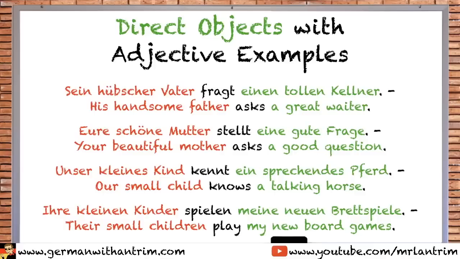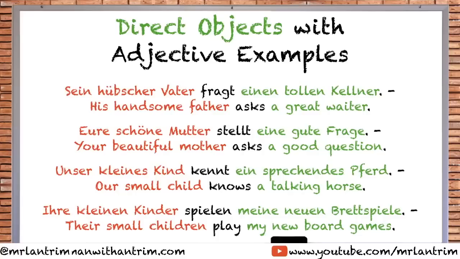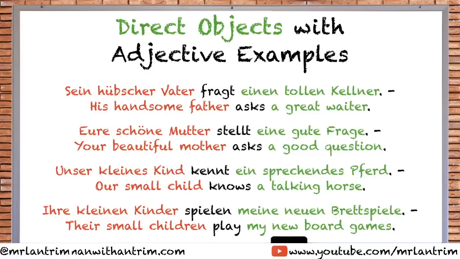Unser kleines Kind kennt ein sprechendes Pferd. Our small child knows a talking horse. And this was the example that somebody was asking about earlier. So we have here, unser is our. It has no ending on there, so we need to identify the gender through the adjective before the noun. So we have an ES at the end of the adjective to identify that gender. Same thing happens with ein sprechendes Pferd. We identify the gender through the ending on that adjective. Again, nominative case for the child because it's the one that knows something. The something that it knows is a horse, which is the accusative case, the accusative object or the direct object.